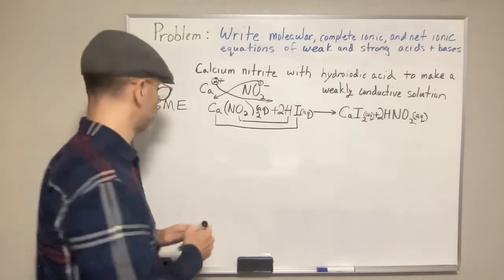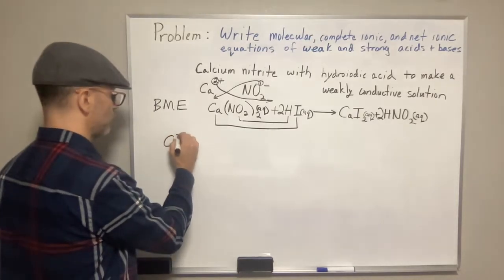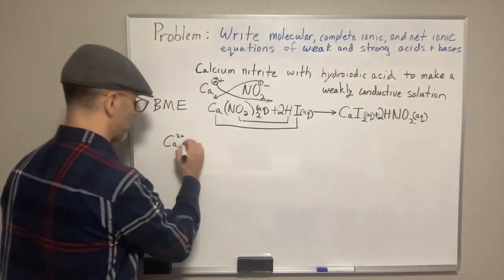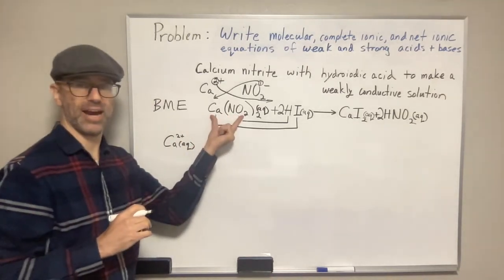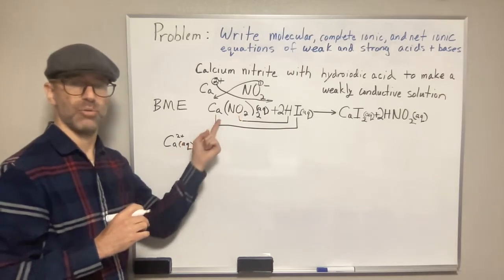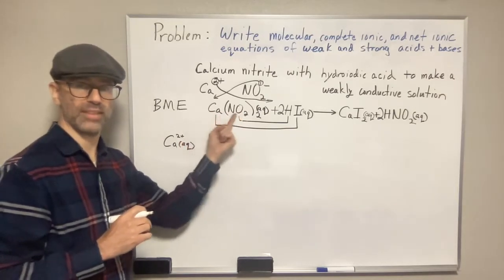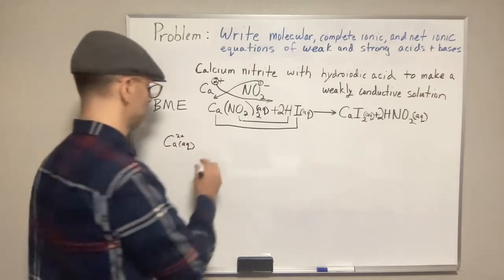So let's go ahead and do that. Here, the calcium, Ca2 plus aqueous. Notice that when I am separating the compounds into their ions, I am writing the charge down. We don't write the charges when we write them together in the formula, but when we separate them, we write the charges.